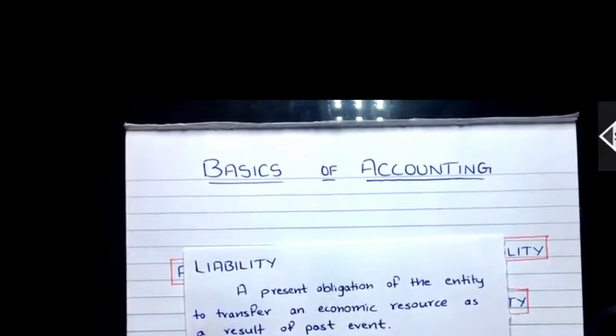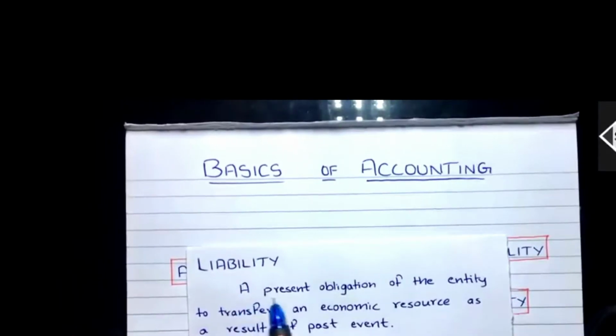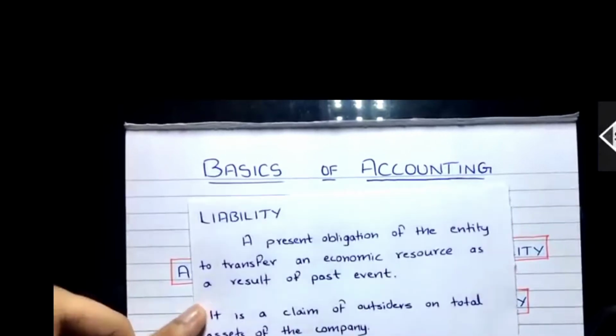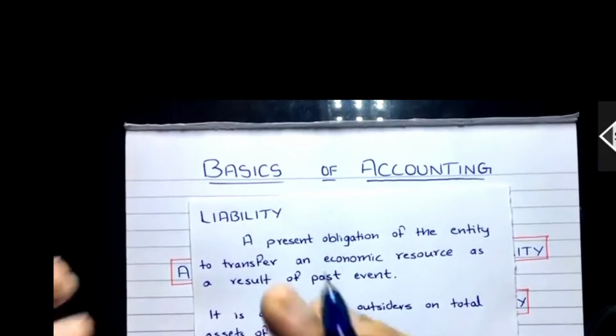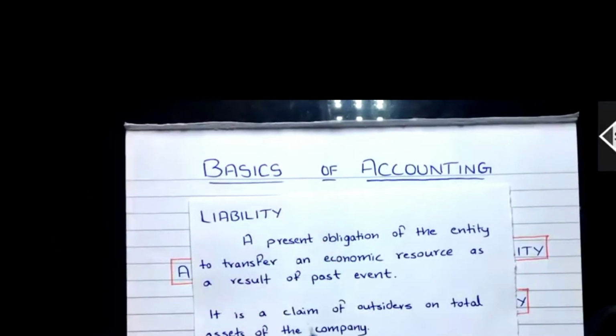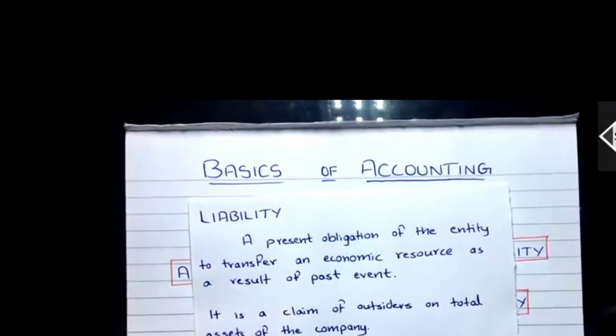So you're understanding? Liability is a present obligation of the entity to transfer an economic resource, to do something, as a result of past event. It is a claim of outsiders on total assets of the company. If you owe money to your supplier, then that supplier, that creditor, will have a claim on the total assets of the company. So that's what a liability is.